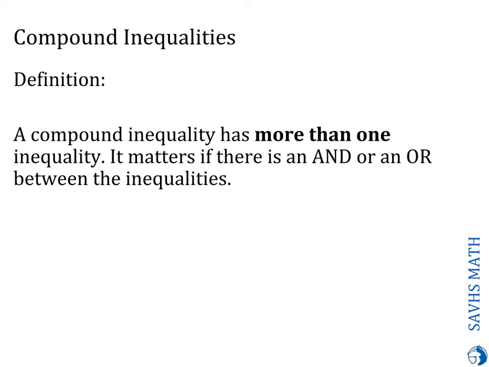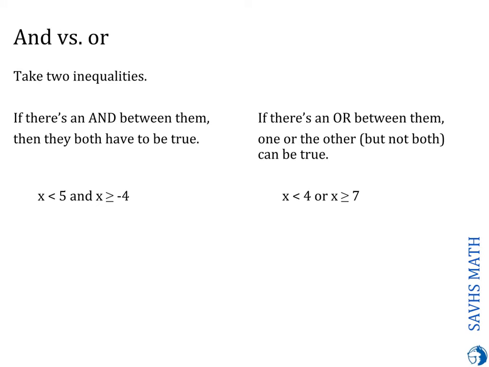Okay, a compound inequality has more than one inequality at the same time, and it's really critical to see if it says "and" or if it says "or." If it says "and," it means that both inequalities have to be true at the same time, and if it says "or," then only one of them has to be true. If both of them are true, then it doesn't work. So here we go.